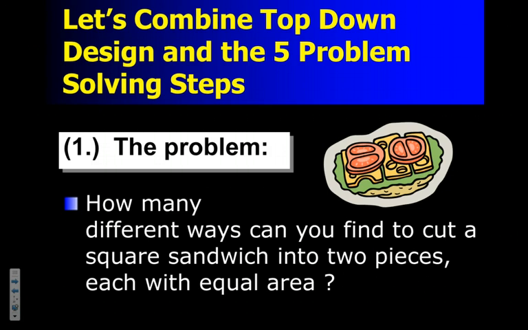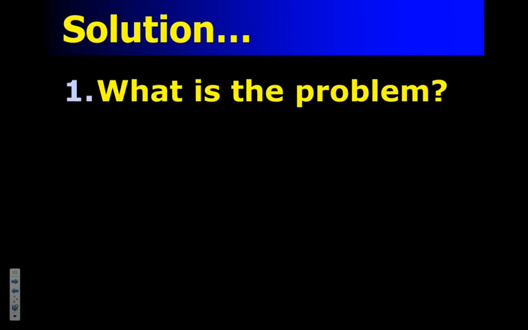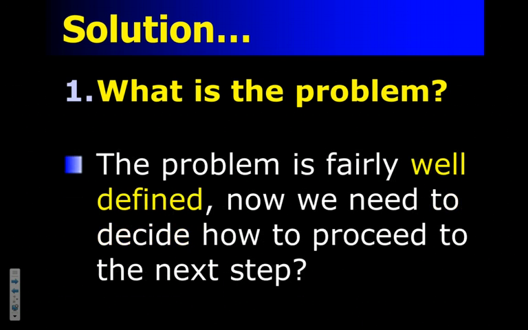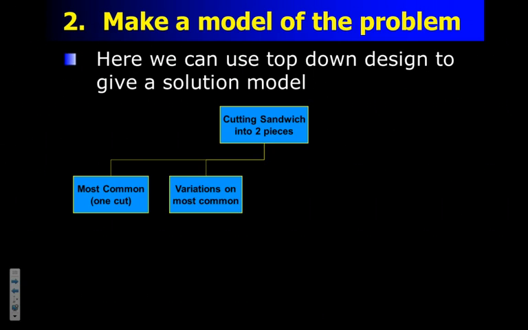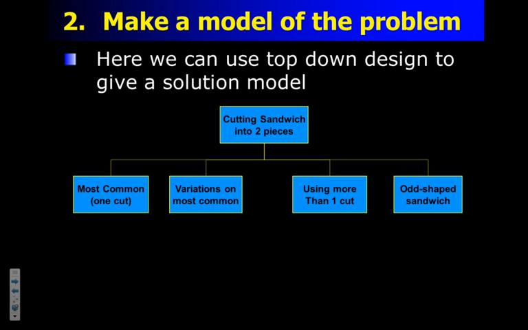But are there other ways? Could we cut it so that if you share your sandwich with somebody, you both get the same amount of sandwich? We got 2 ways right now. Maybe there's more. So step 1, what's the problem? Okay, well, it's pretty well defined. We just talked about it. We got to get the sandwich cut in half. So now we could use the top-down model as a way to break up the problem, right? So cutting the sandwich is the initial problem. I could use a common, very simple 1 cut. I could use variations on the 1 cut.